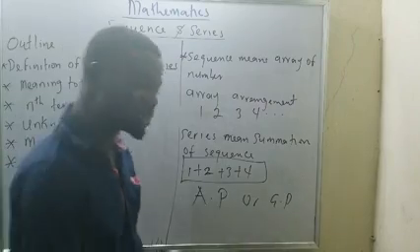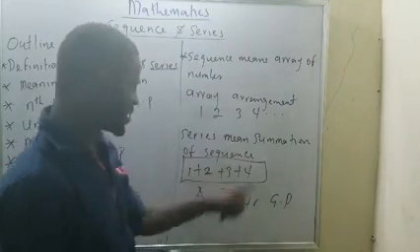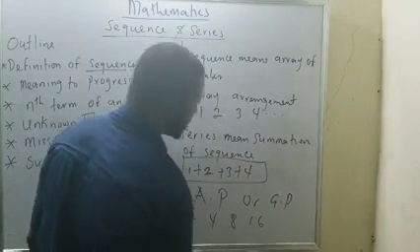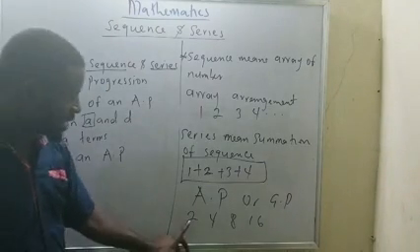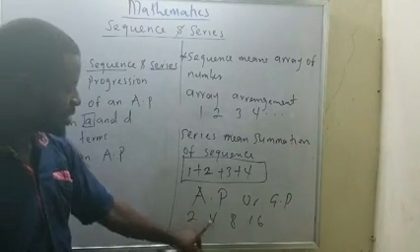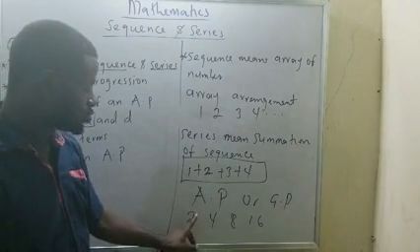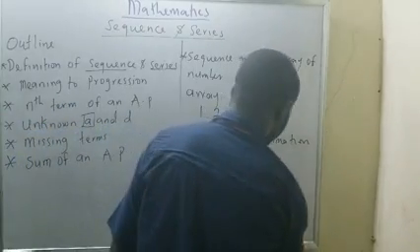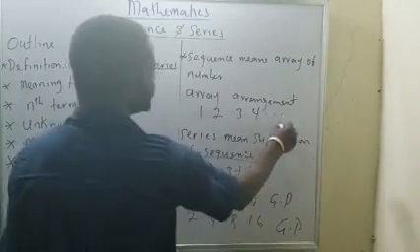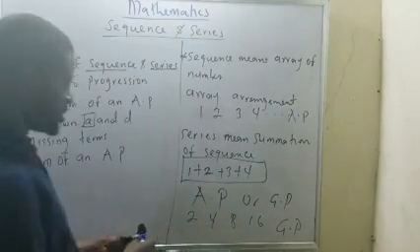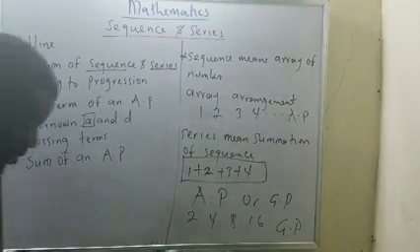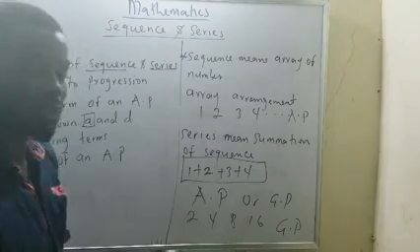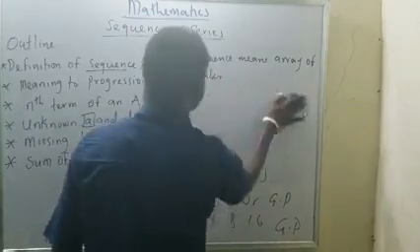But if it is multiplication, for instance when you have 2, 4, 8, 16, the ratio between the terms is 2. 2 times 2 is 4, 4 times 2 is 8. That one is telling us it is a GP, while the other one is telling us it is an AP. How the terms are arranged will determine whether it is an AP or a GP.